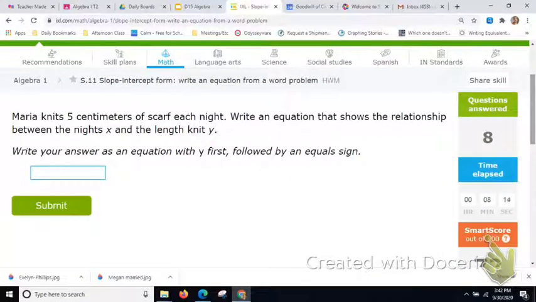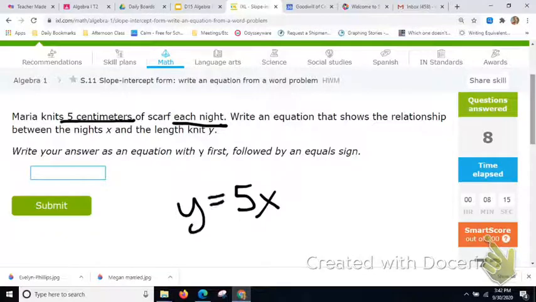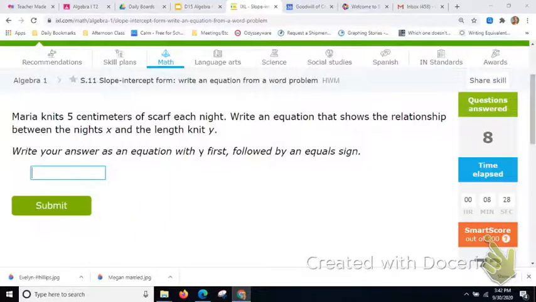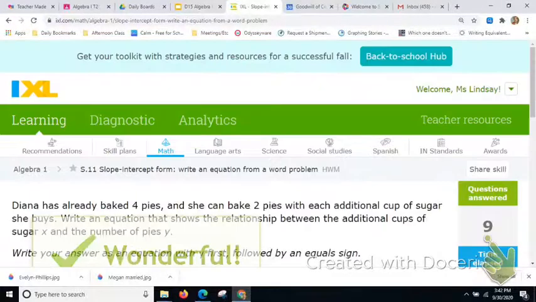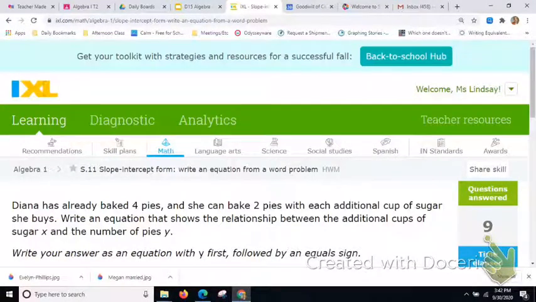So this says each night, 5 each night. So that gets an x. So there's no plus or minus anything. We don't have a second number. So y is equal to 5x. All right, so that's it.